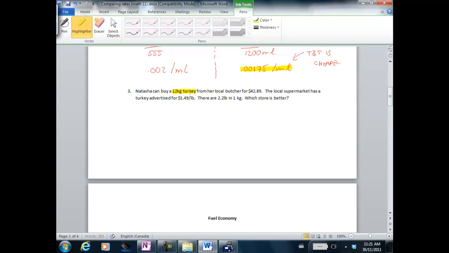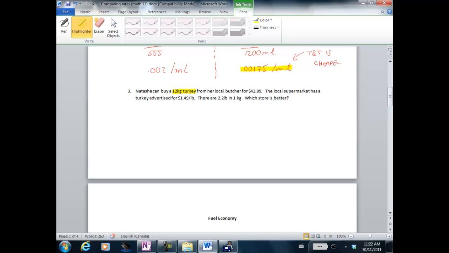Now, I have a 12-kilogram turkey. Guys, settle down. The question is this: how much would it cost at her local supermarket if it charges $1.49 per pound? Before you can actually do this, you got to do unit conversions. Convert 12 kilograms into pounds right now.